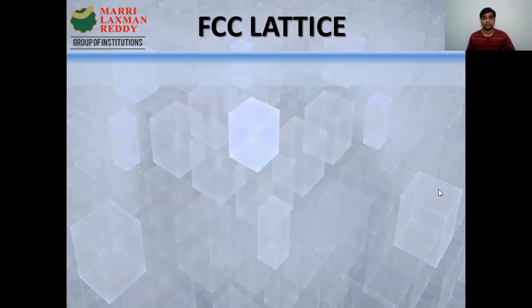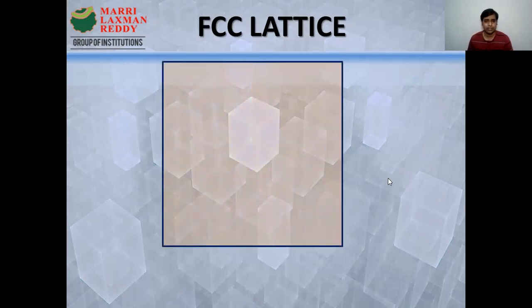Now, the FCC lattice. By studying similarities and symmetries in all crystal structures, scientists concluded that all structures fall into 14 lattices, which are called Bravais lattices. FCC is one of those 14 lattices. Now FCC means a unit cell.